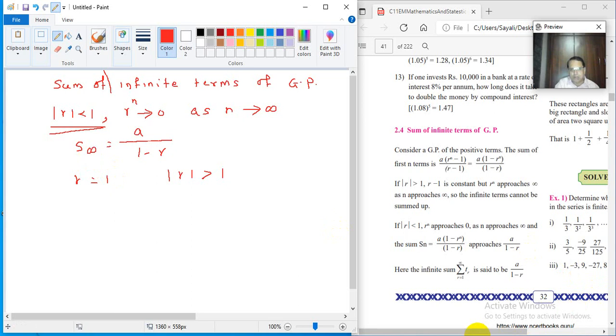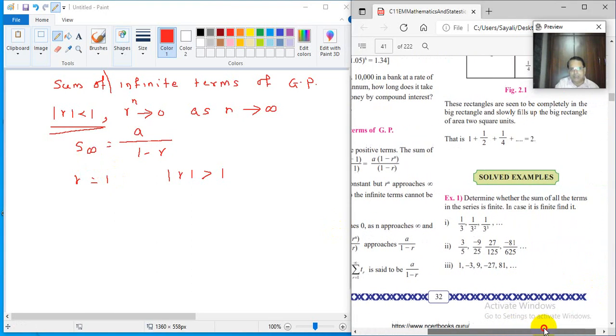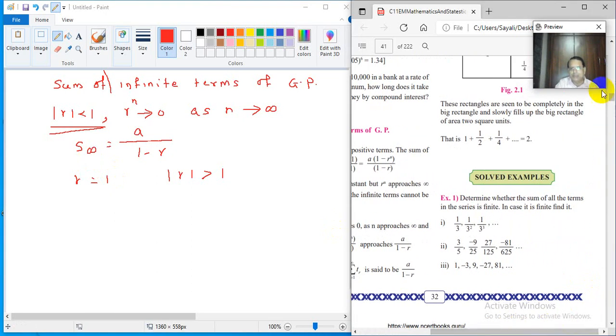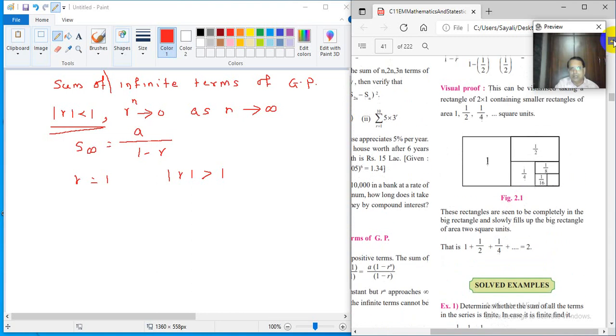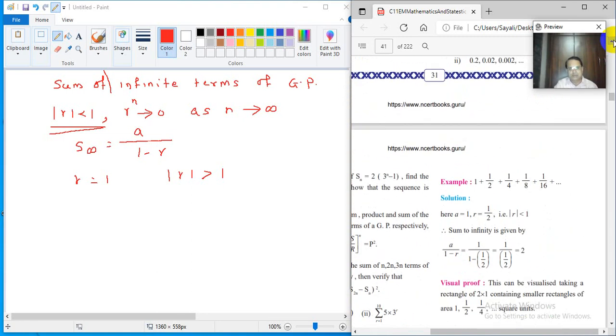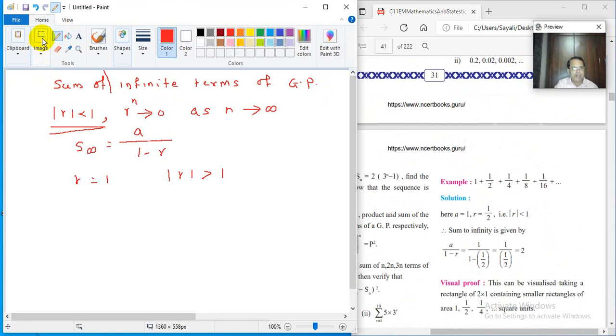So this is all about that formula. I think it is not difficult to understand. You can easily remember that. Now coming to an example. Finally, remember this formula. That is very important.